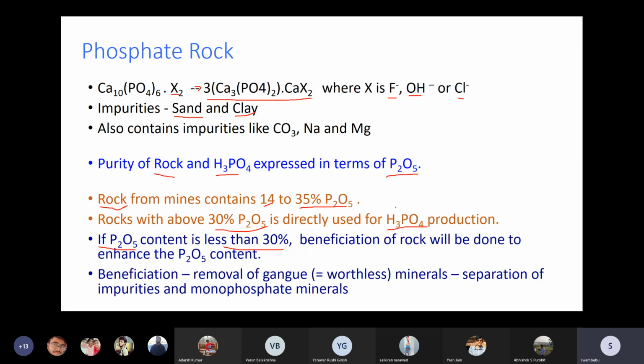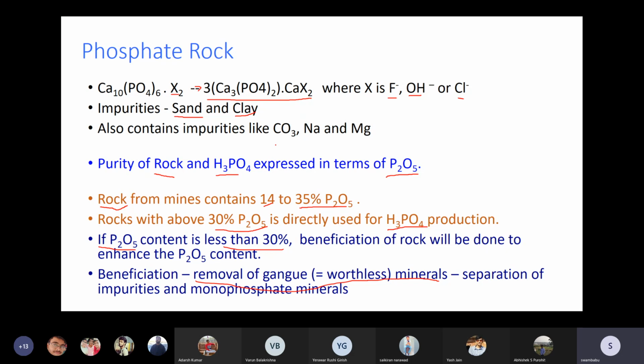So what is beneficiation? Beneficiation refers to removal of worthless minerals or impurities. So we need to remove the carbonates, or separate the clay, or separate the sand. Often they try to reduce this sand, clay, and carbonates to enhance the purity of the phosphate rock.